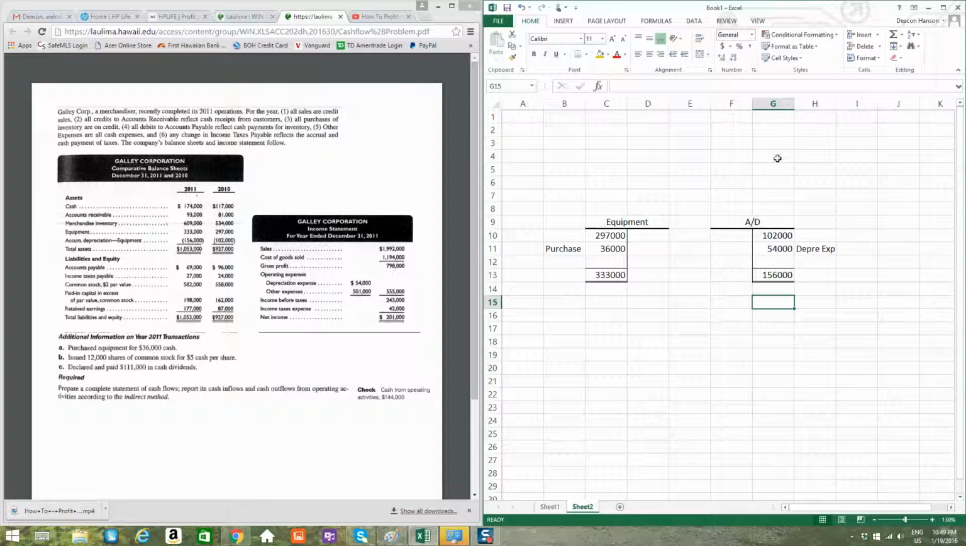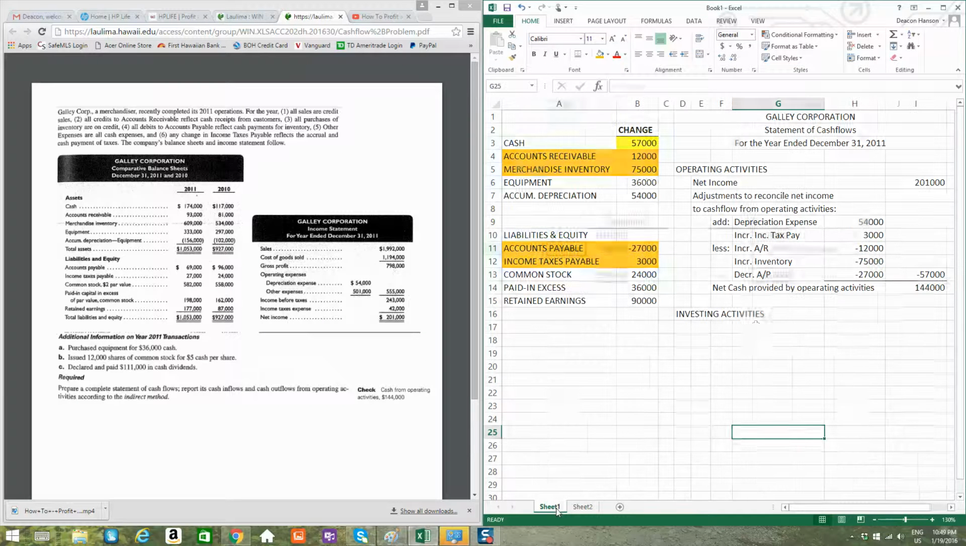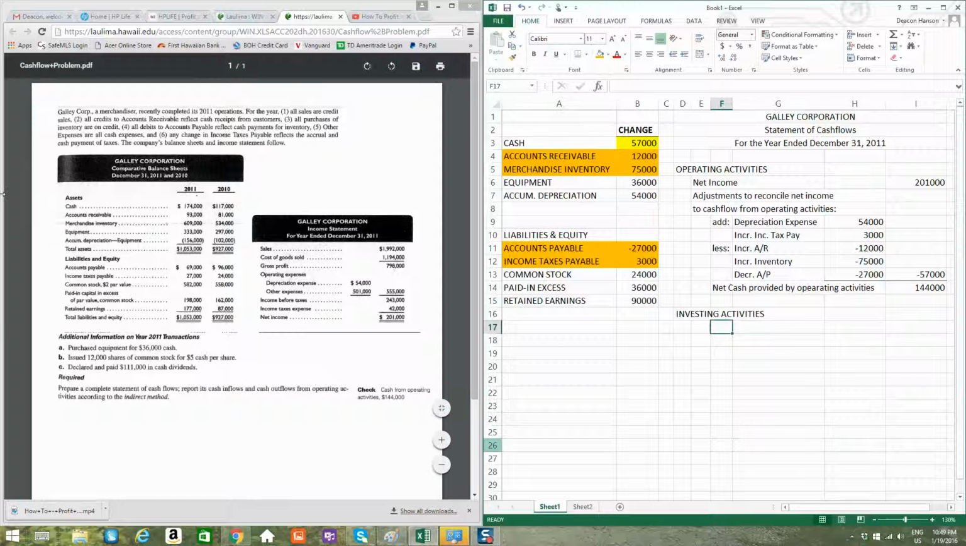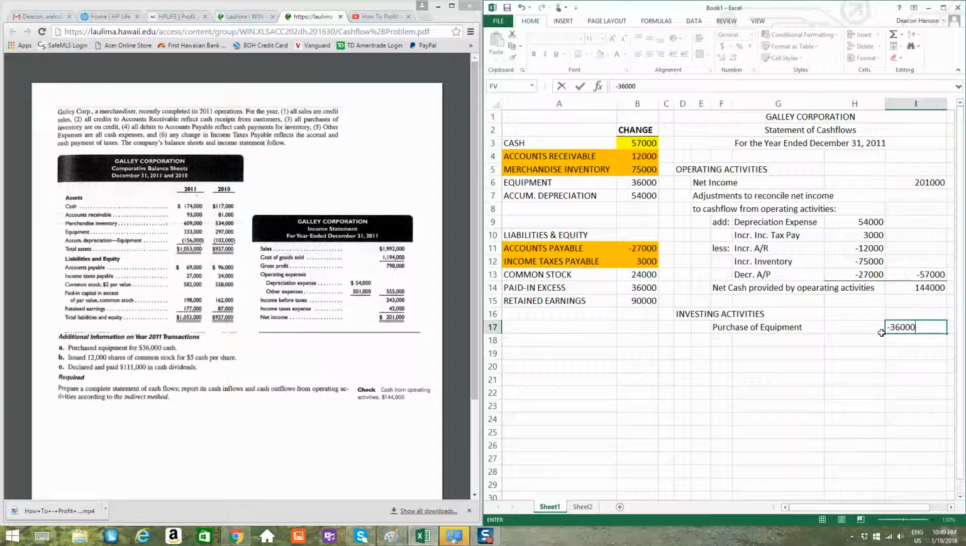The only real thing that happened was the purchase of equipment, and that's a cash outflow. So in our investing activities section, we can say purchase of equipment, and that was $36,000. I'll go ahead and put it over here. $36,000. That's an outflow. That's why it's negative. That's the only thing happening. So that will be the number that we use for our net cash.